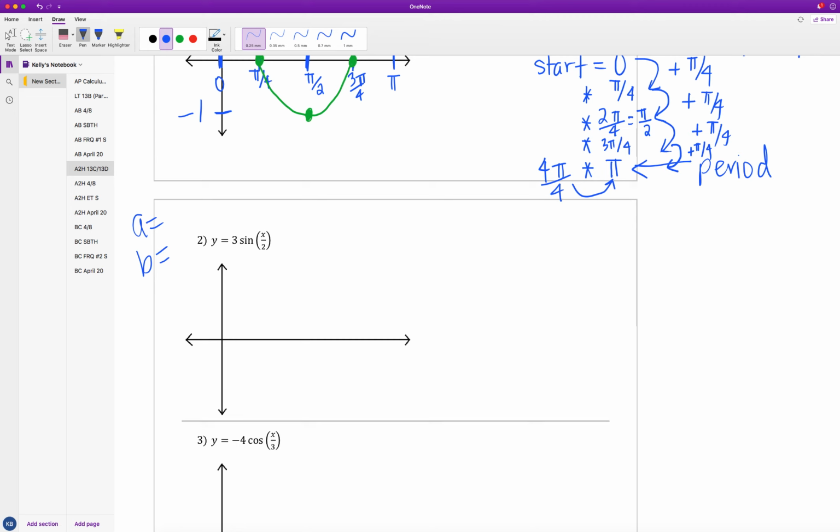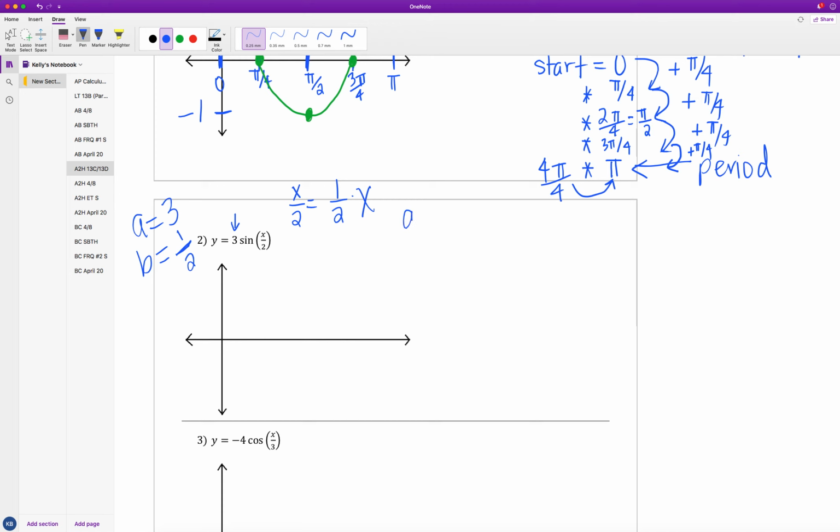Okay, let's check your A and your B value. A is the number that's being multiplied in front of the trig function, so my A here is 3. Now B is the number that's being multiplied to x. Well, x over 2 I can rewrite as 1/2 times x. This makes it a little bit easier to see what that B value is, and so I can tell that my B value is 1/2 for this one.